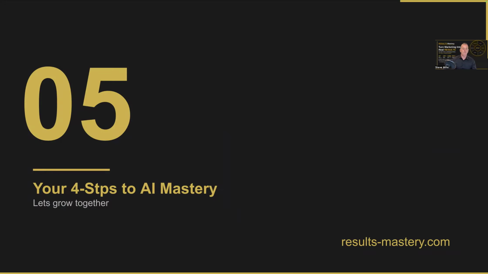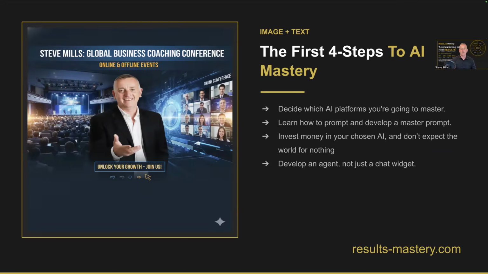Number 5, 4 steps to AI mastery. So decide which AI platforms you're going to master, learn how to prompt, and develop a master prompt. Now, if you want to develop a master prompt, and perhaps you don't even know what one is, there's a place you could go. Where do you think that might be? Go and ask AI. You don't need to ask Steve Mills. I could tell you, but go and ask AI.